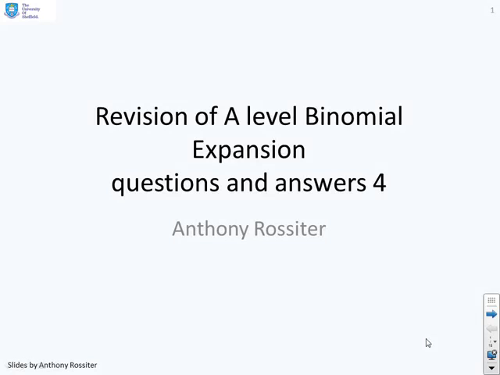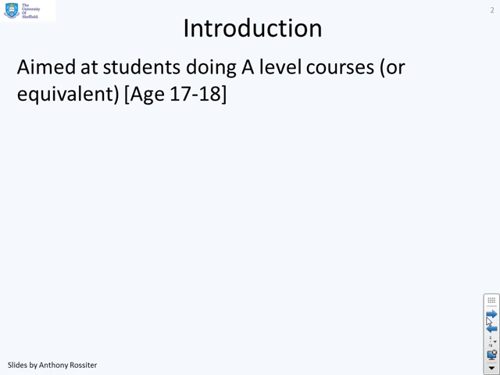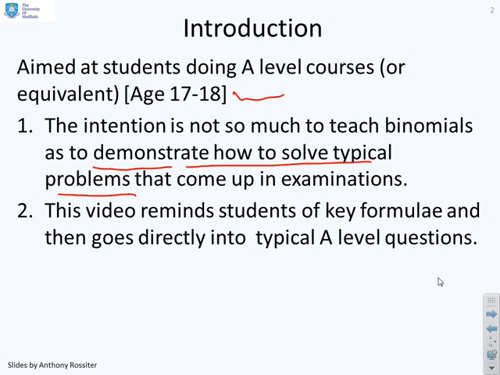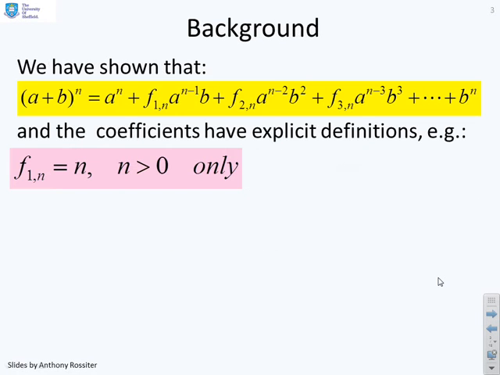This is the fourth video on revision of A-level binomial expansion questions and answers. You're reminded this is aimed at A-level students or people doing maths courses around the age of 17 to 18, and our intention is not so much to teach as to demonstrate how you might solve typical problems that come up in examinations. First, however, we need to remind you of the key formula that you're going to use in order to solve those questions.